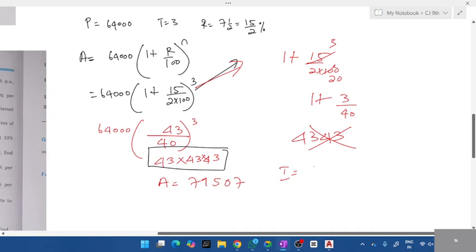Okay, what is interest? 79,507 minus 64,000. 507. Okay.